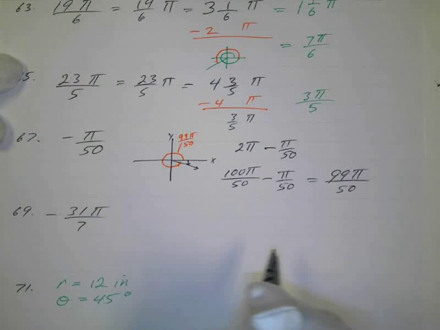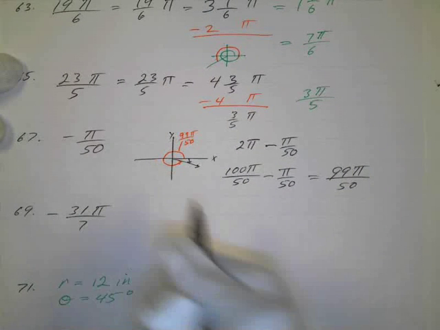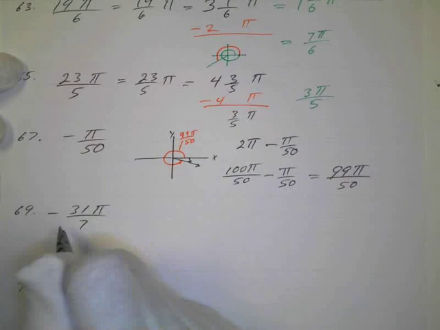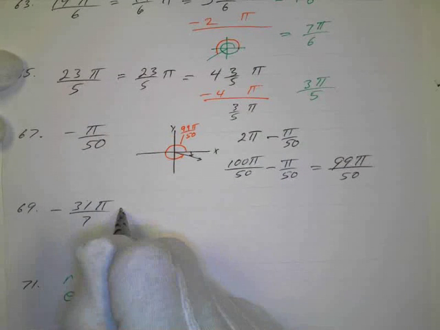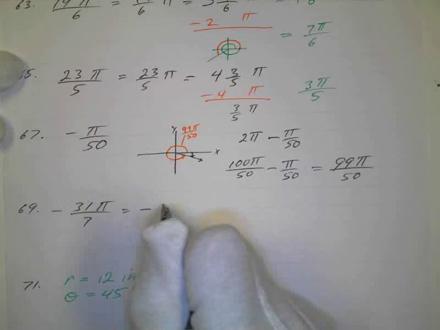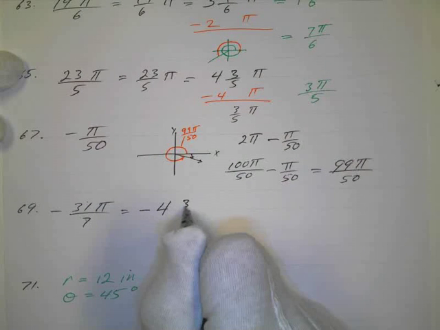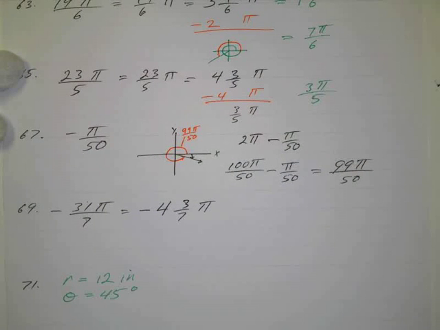And then this last one over here, 69, this is going to be negative, so it's a little tricky because it's a bigger angle too. So first of all, I'm going to have to change it to a mixed number. So 7 goes into 31, and 7 goes in there 4 times, so that's going to be negative 4 and 3 over 7 pi.